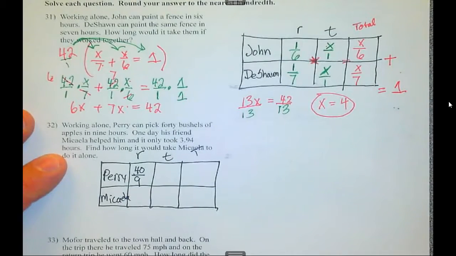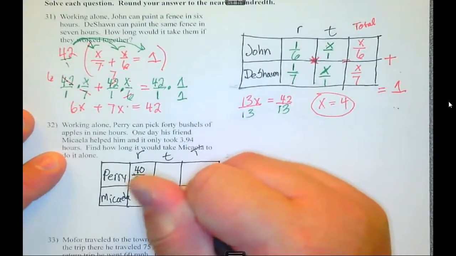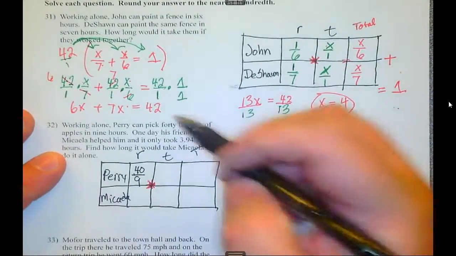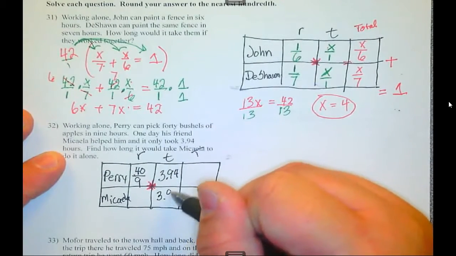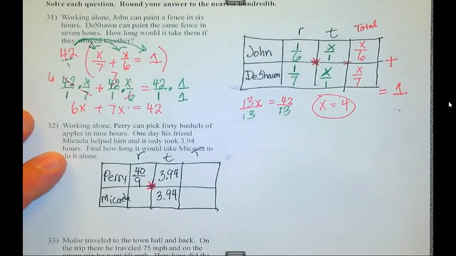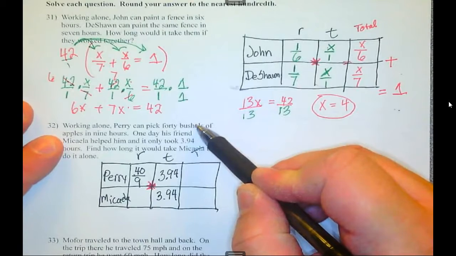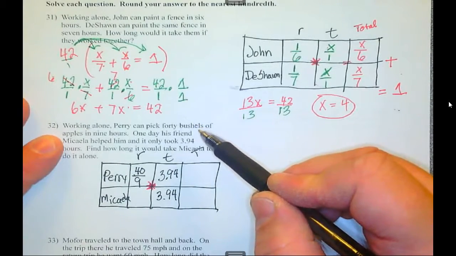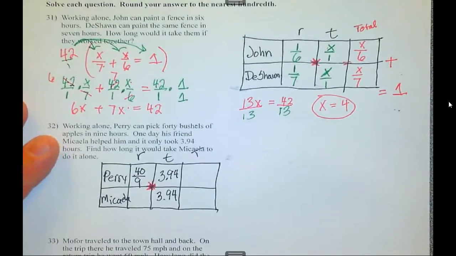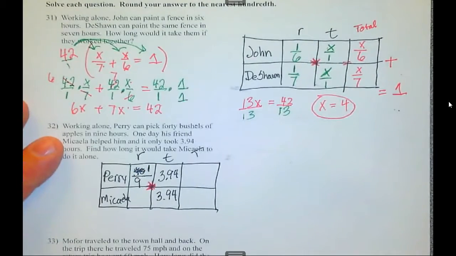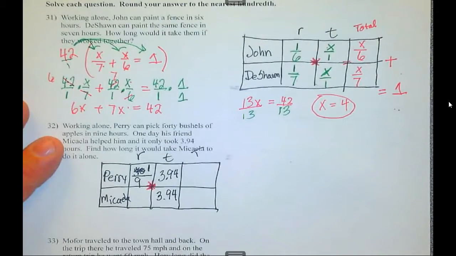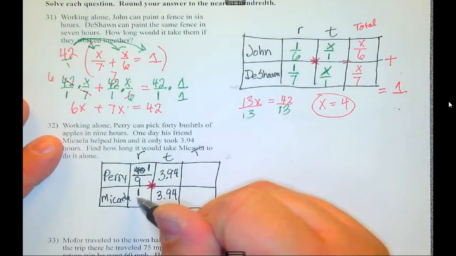Okay. All right, so they took together. This one we're going to have to figure out here because we're going to have to change something. They both took 3.94 hours, right? So that's the total time together. This 40 bushels, that's the one job. You with me? That job is 40 bushels. So what I'm going to do is change this 40 to a 1. That's one job, 40 bushels. So one job for Michaela.